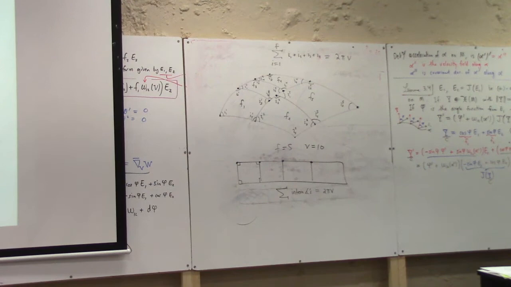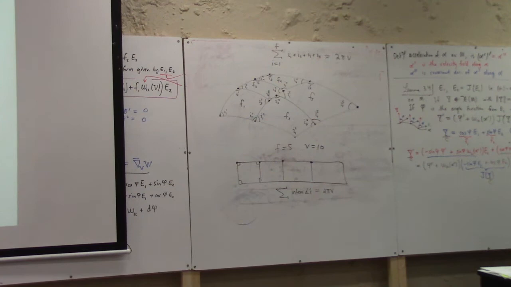Now he claims that 4 times the number of faces is equal to 2 times the number of edges. We had eight edges in the torus, and we had 4 faces in the torus rectangularization. That checks: 16 equals 16. Here's another one with 12 edges, 6 faces, 6 vertices.